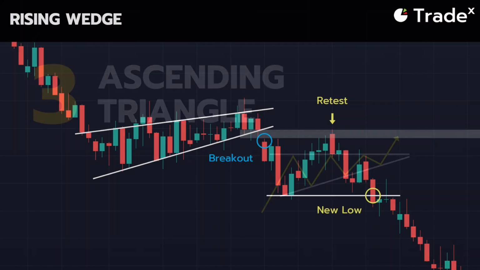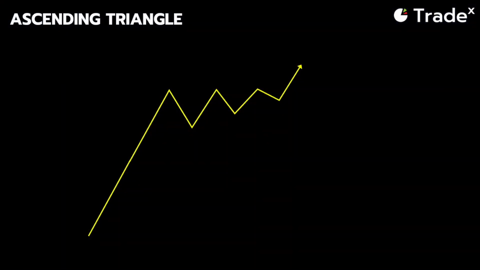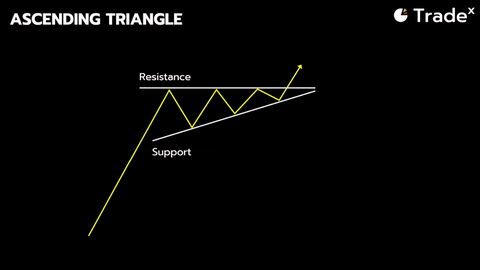Our third continuation pattern is the ascending triangle. This pattern is well regarded for its reliability and provides a clear signal of potential bullish continuation. It is characterized by a horizontal resistance line at the top and an upward sloping trend line at the bottom. The horizontal line signifies a consistent price level where selling pressure emerges, while the rising trend line reflects a series of higher lows, indicating growing buying interest. As buyers continue to push the price higher, the pattern suggests a strong likelihood that the price will break out above the resistance level and continue rising.